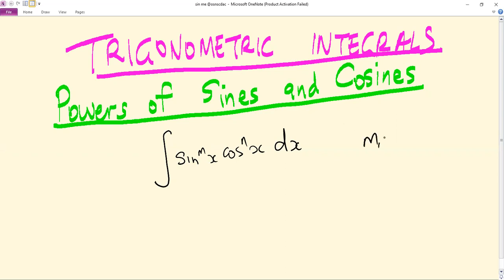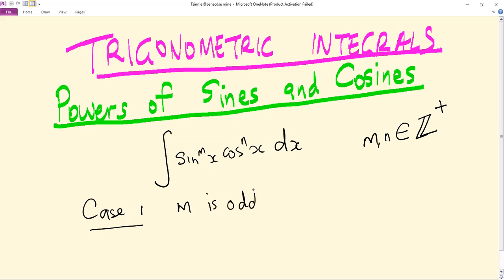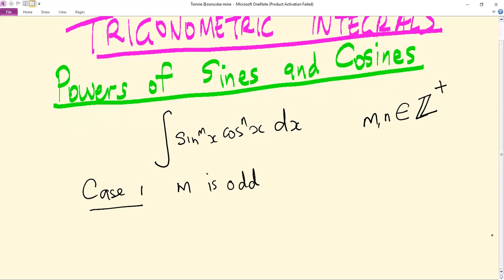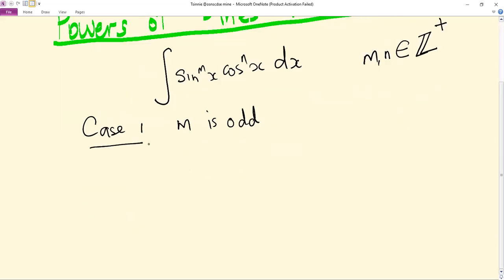So these m and n are integers, majorly positive integers, or there's also a possibility of having a value of m and n being 0. So case 1 is when m is odd, that is, the power of sine is an odd number. So what you do in this case, you write the integral.